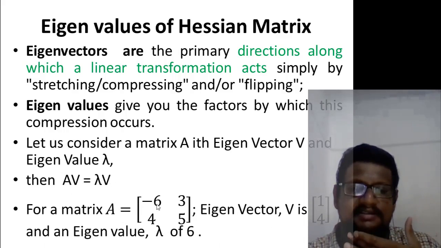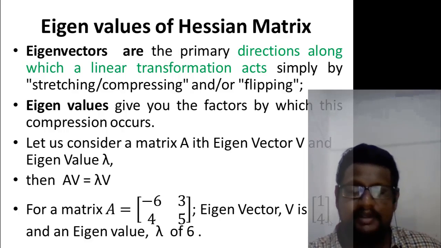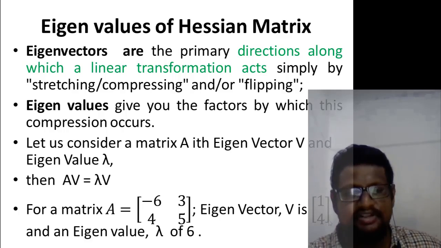For example, a matrix is there like this. The eigenvector is 1 by 4. That is the direction in which the particular transformation is being done, and the eigenvalue, lambda, is equal to 6.